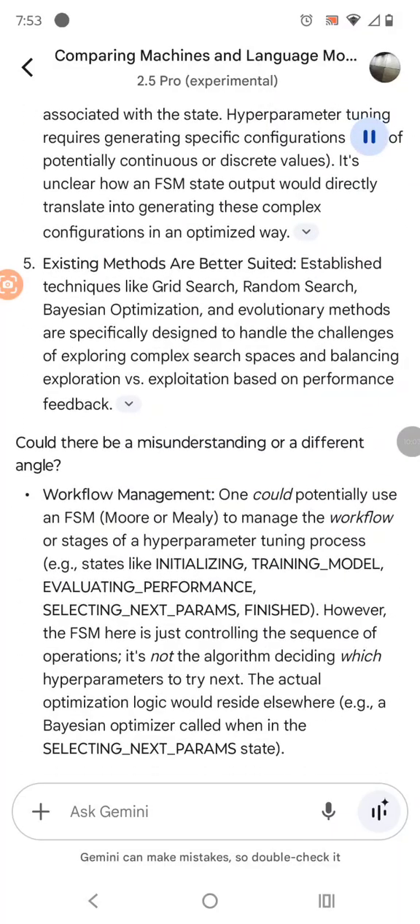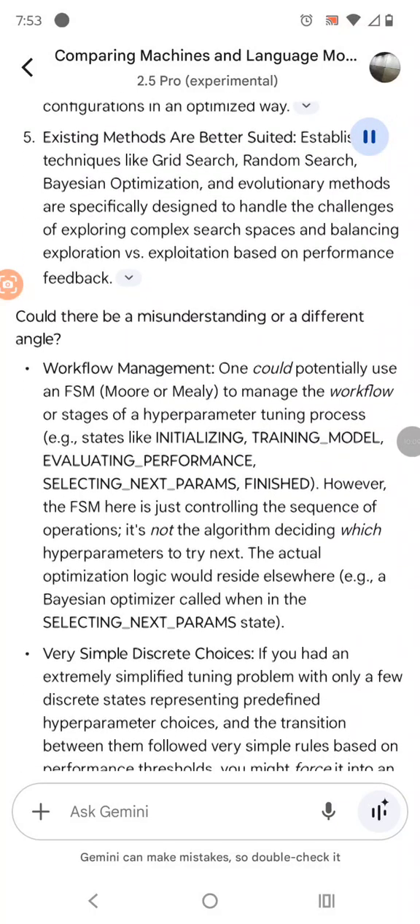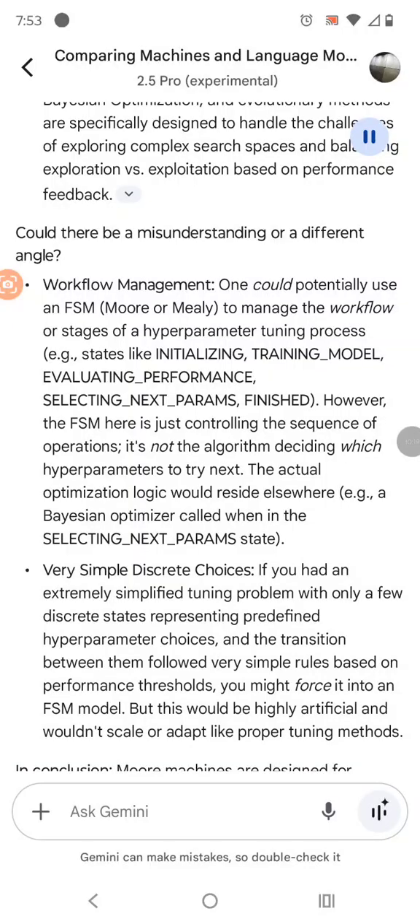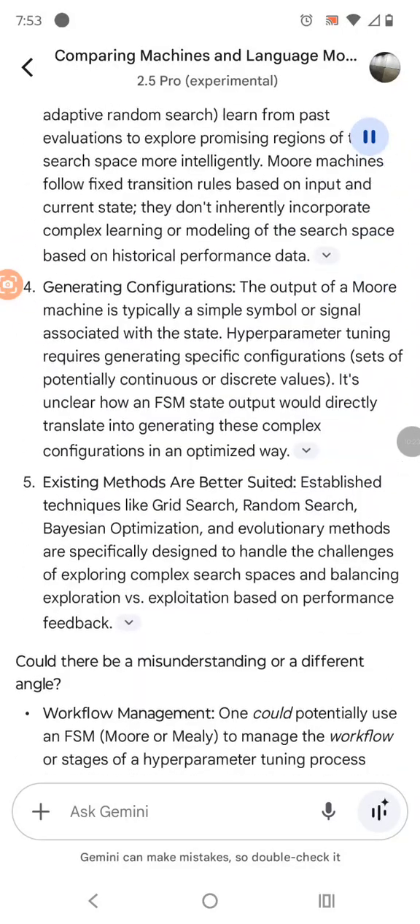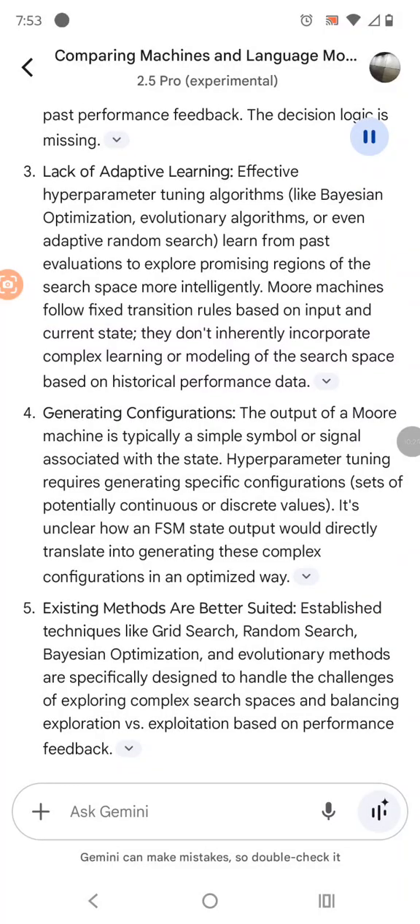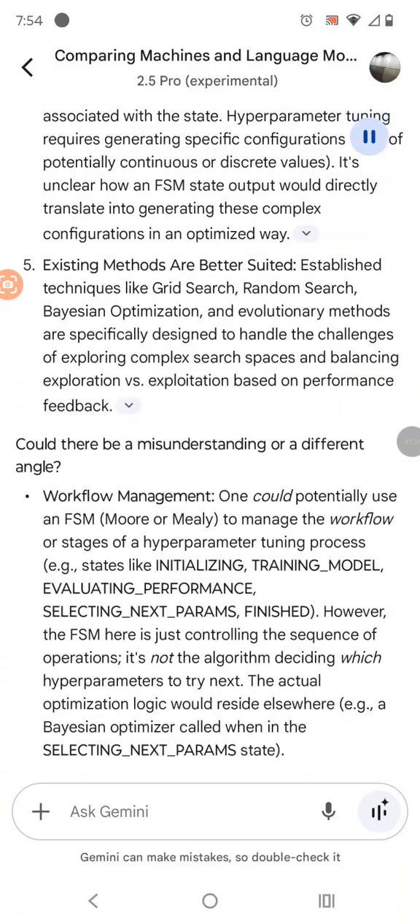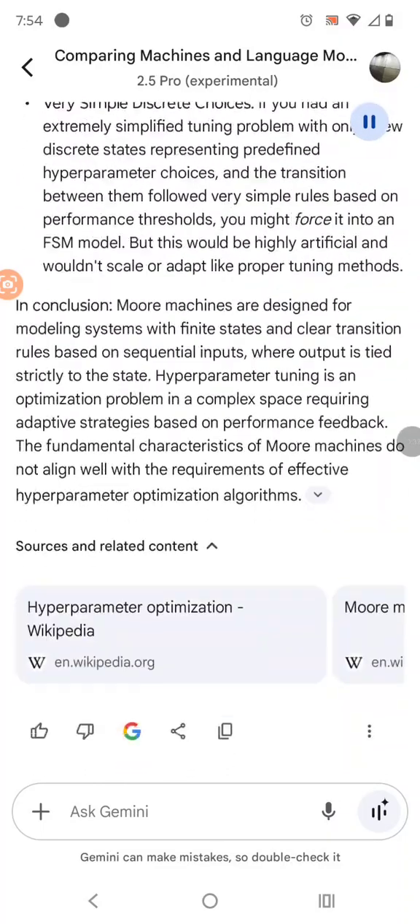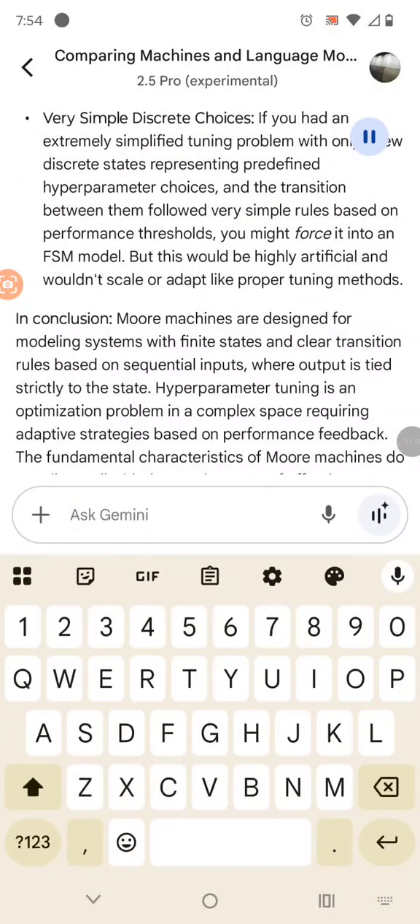2. Output mechanism mismatch. In a Moore machine, the output depends only on the current state. In hyperparameter tuning, the crucial step is deciding the next set of hyperparameters to try based on the results, e.g., validation performance, of the previous sets. A Moore machine's output, determined solely by the current state, isn't naturally suited to generate a new, potentially complex hyperparameter configuration based on past performance feedback. The decision logic is missing. 3. Lack of adaptive learning. Effective hyperparameter tuning algorithms, like Bayesian optimization, evolution.